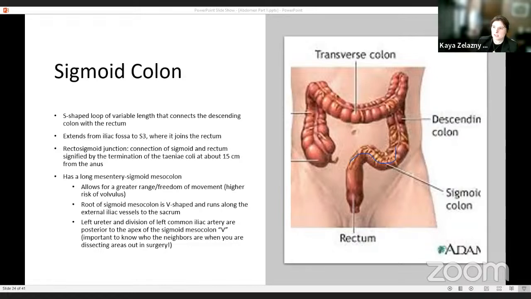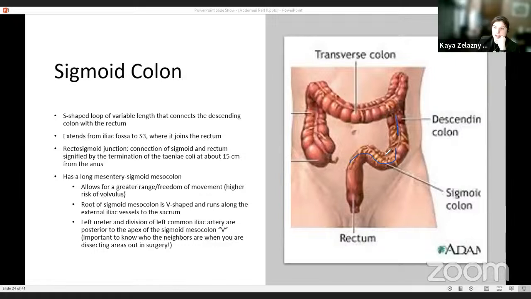That sigmoid colon is going to lie from the iliac fossa, then down to S3, that third vertebra in the sacrum, where we're going to join into the rectum. We then have a junction between the rectum and the sigmoid colon called the rectosigmoid junction. This is where we're going to see the taenia coli, that line that we saw down our large intestine, end essentially. So that's how we're going to know from the outside that we have entered the rectum. That's going to be about 15 centimeters from the anus.